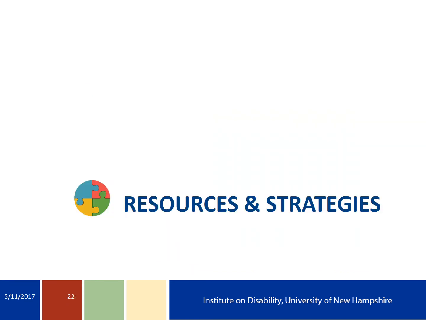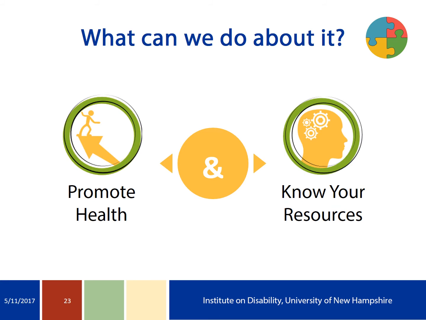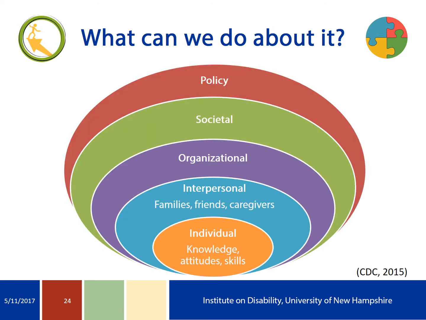Now, we are going to share some resources and strategies that are available to promote health and wellness. We're going to focus on 2 approaches to reduce health disparities and remove barriers to health: promote health and know your resources. To promote health, it's important to impact multiple levels of influence. We are going to provide examples of strategies and resources that address each level within this framework, which is known as the social ecological model.